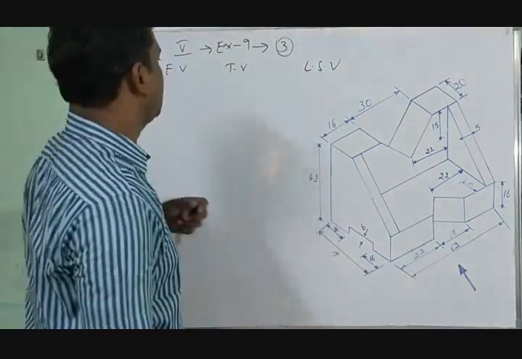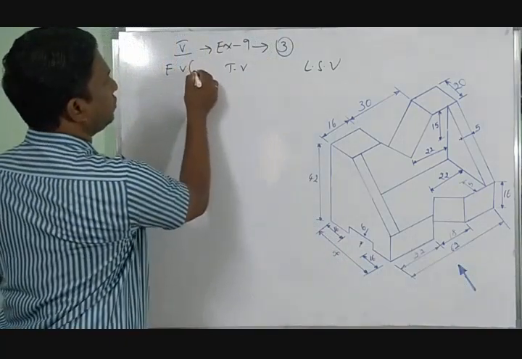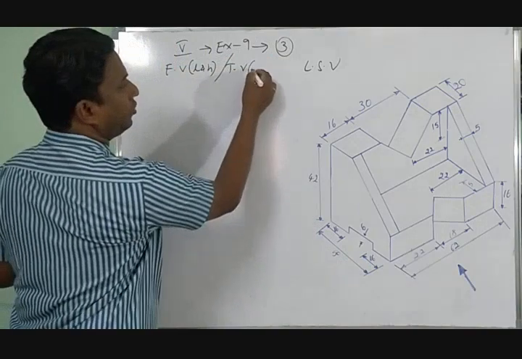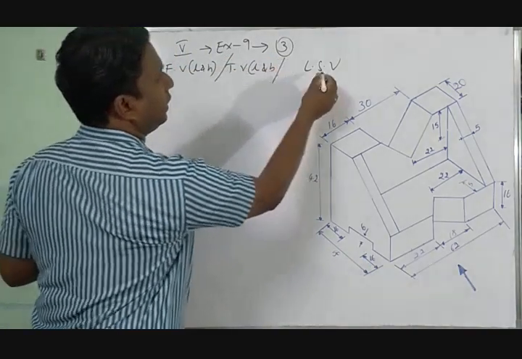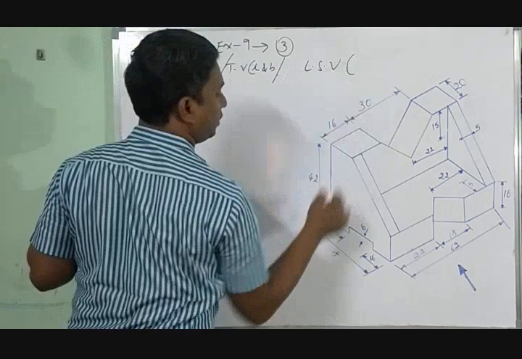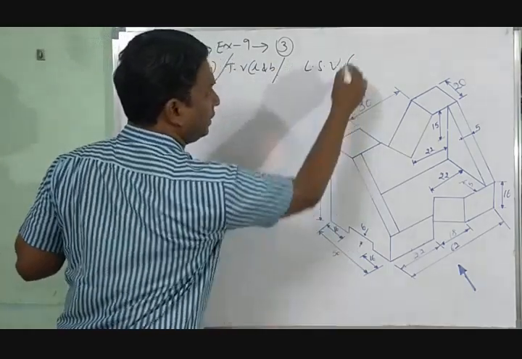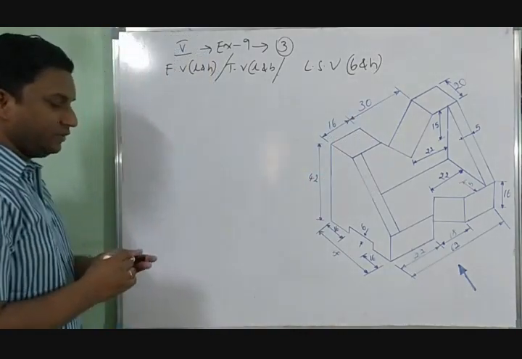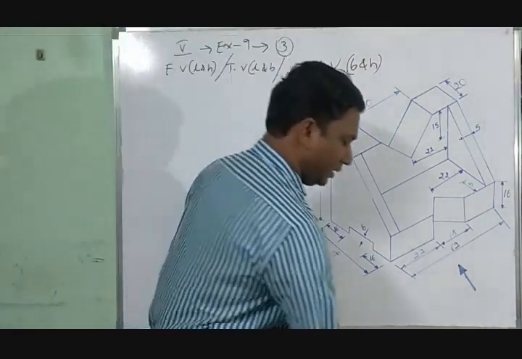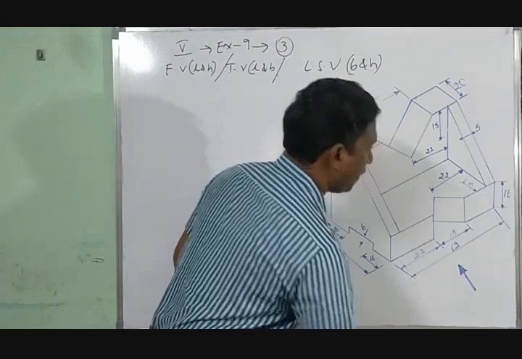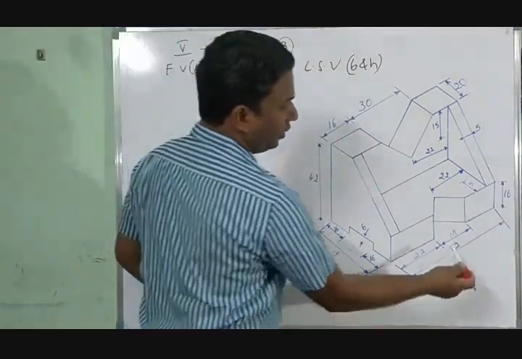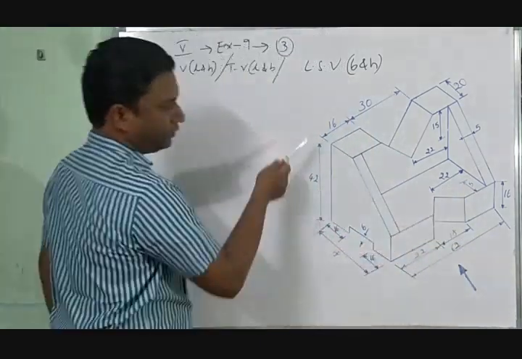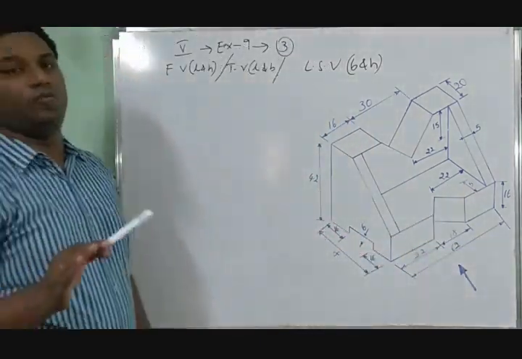There will be some such objects. As usual, in the front view we are supposed to go for length and height. In the top view, we are supposed to go for length and breadth. And in the left side view, we are supposed to go for breadth and height. Now try to analyze which is the front part. Looking from here, total length 62, total height 42. Here go for the box method.